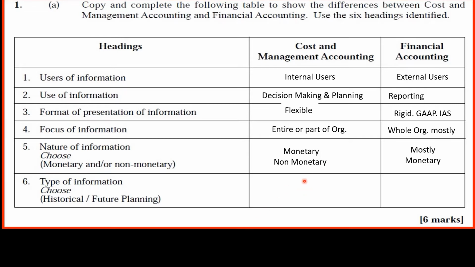Type of information, future planning for cost and management accounting. Most of it is concerned with budgeted information, predetermined stuff. Financial accounting, on the other hand, deals with historical matters that have taken place already.